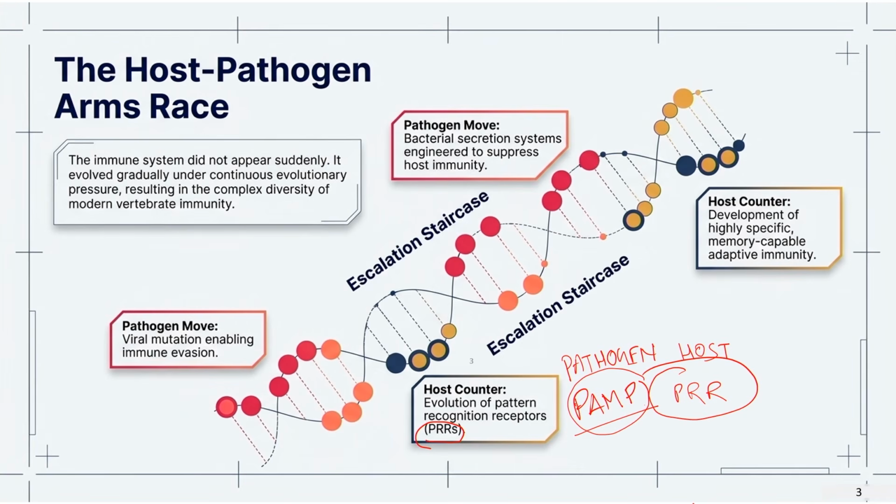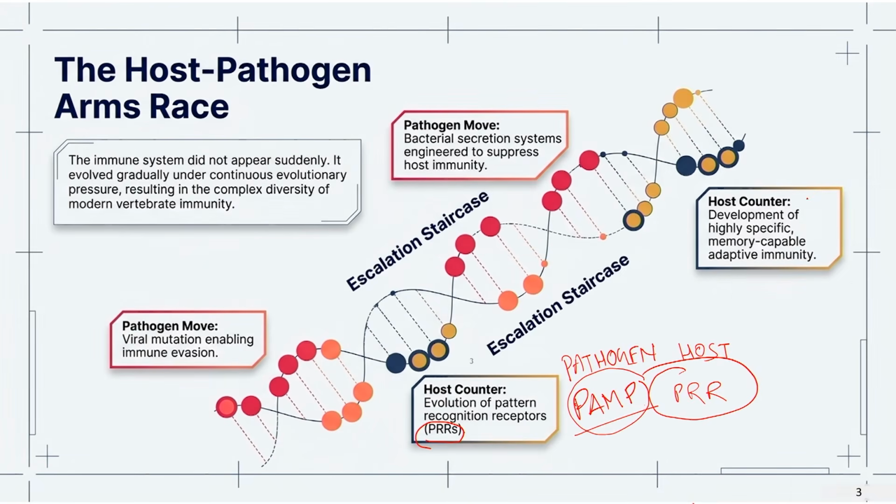Therefore, when a pathogen is mutating, the PRRs, the host pattern recognition receptors, are also evolving in order to bind to that mutation change, and therefore there is a constant change in the human immune system. The second is the host counter, and this is the development of a highly specific, memory-capable adaptive immunity.